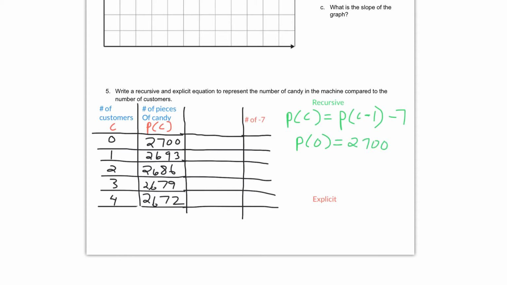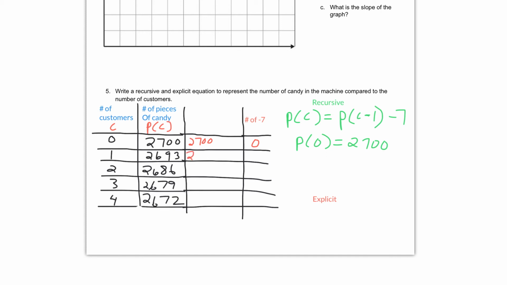Then we'll get to our explicit formula. So in our explicit formula, like we've been doing in some of our other tasks in our practice, we've been writing out our table just to show how many times we're subtracting or adding, whatever that common difference is. So this time, if we take a look, this would be 2700. We're not subtracting 7 at all, so the number of -7s here would be 0.